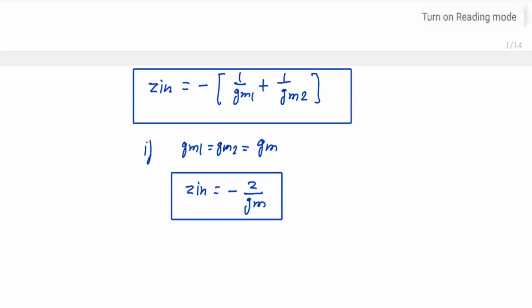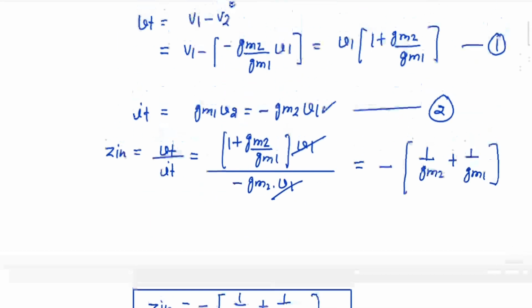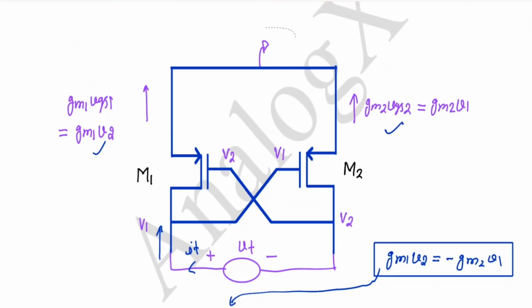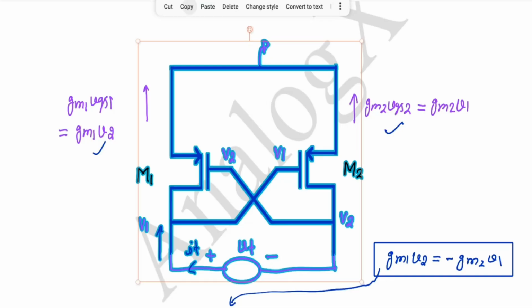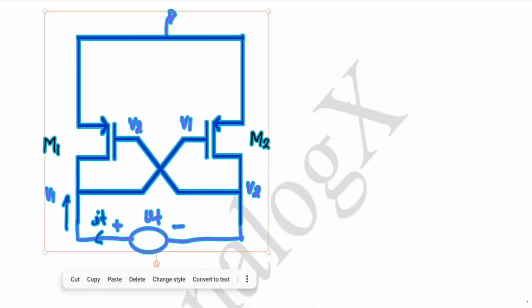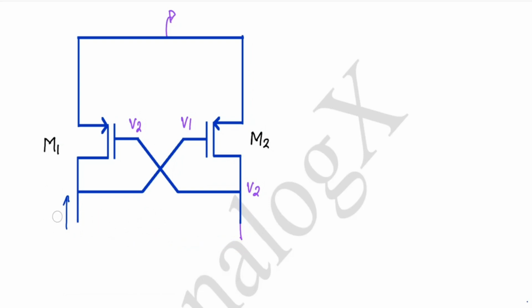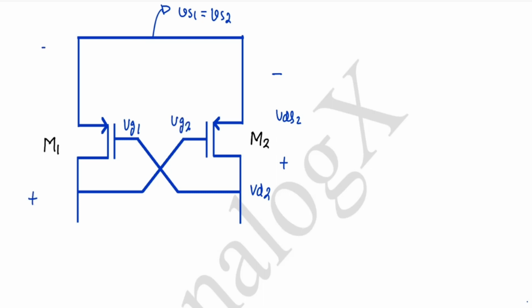So for that let me copy that circuit again. Now let me erase this one. Now this one is the source voltage, both are equal, equal to 0, or you can assume anything, both are equal. And this one is the drain voltage of M2, and this one is VDS2, and this one is VG1, and this one is VG2, and this one is VDS1, and this one is VD1.